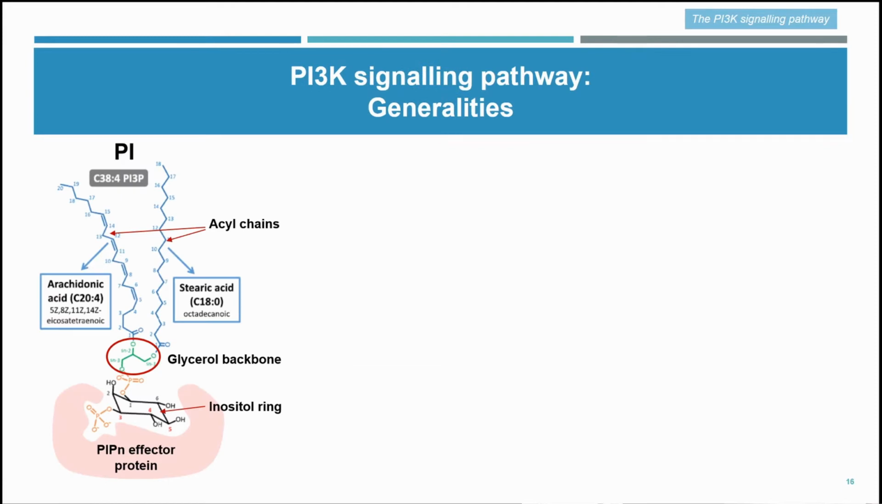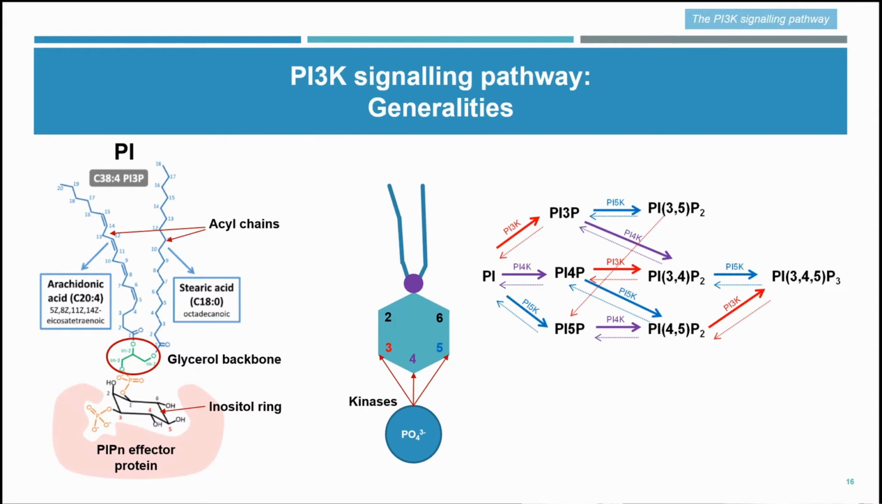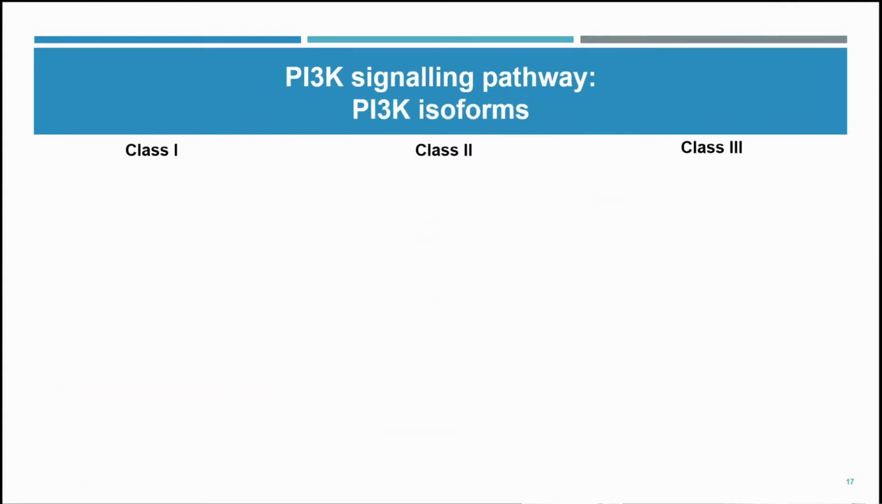So, phosphatidylinositol, also known as PI, is a lipid composed of a glycerol backbone, an inositol ring, and two acyl chains. The inositol ring can be phosphorylated at 3 different positions, 3, 4, and 5. The different phosphorylation of this lipid can give rise to 7 different lipids, which all play different roles in cell signaling. For this presentation, I will only focus on the enzymes that phosphorylate these lipids at the 3 position, the PI3 kinases. PI3 kinases are grouped into 3 different classes, class 1, class 2, and class 3.